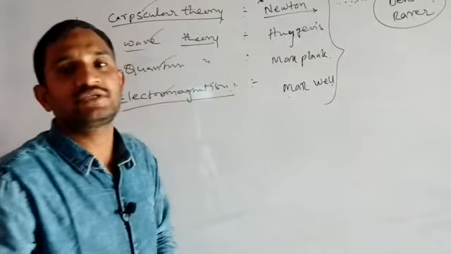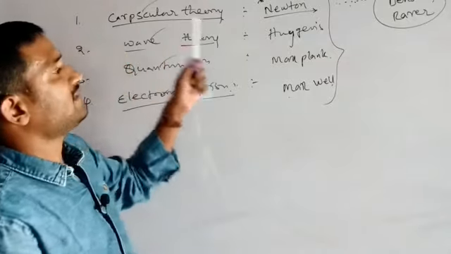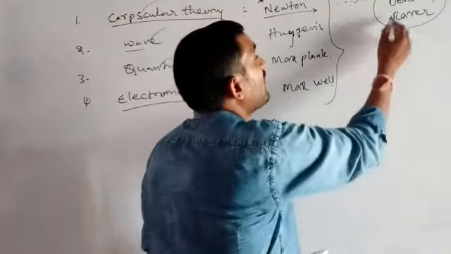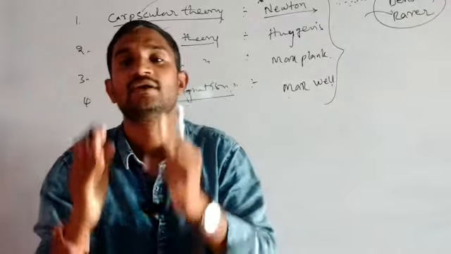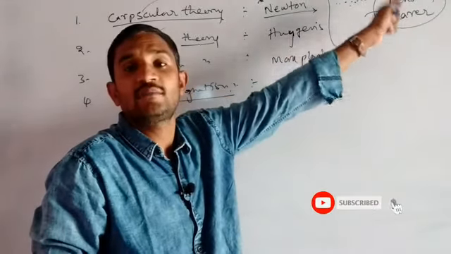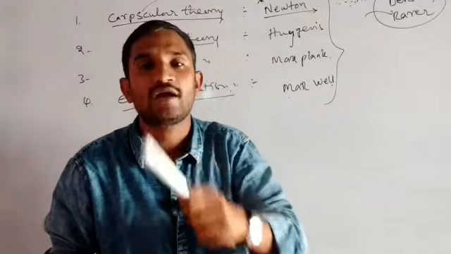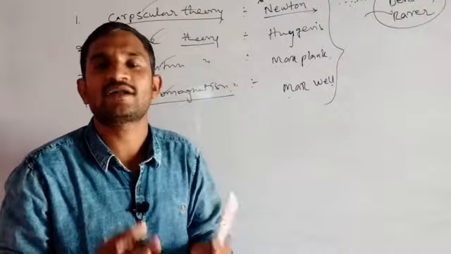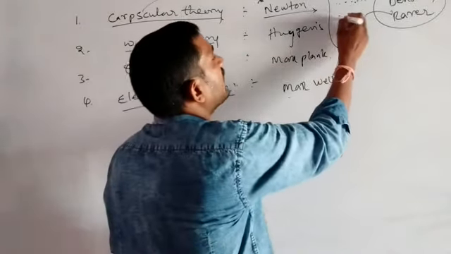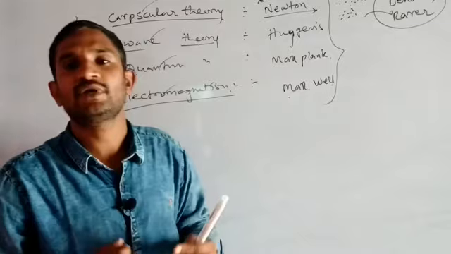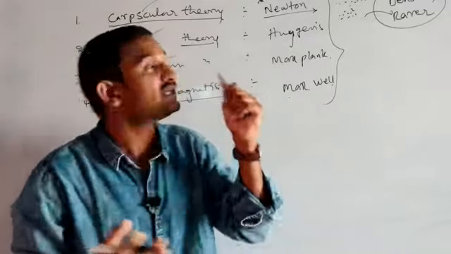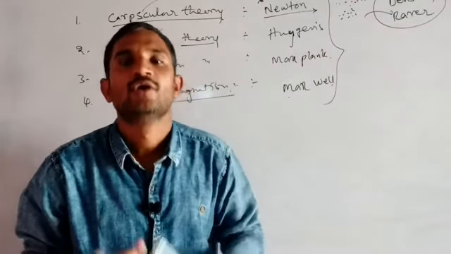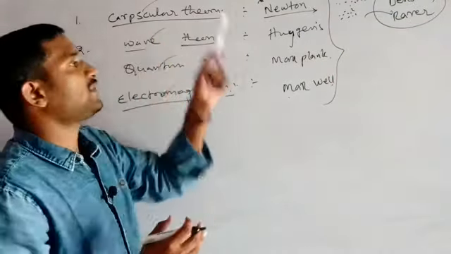According to the corpuscular theory, the velocity of light will be more in the denser medium, less in the rarer medium. According to which theory? Corpuscular theory. To form the colors, the small particles of light are responsible. To form the colors, what is responsible according to this theory? Only the small particles. Okay, this is Newton's corpuscular theory.